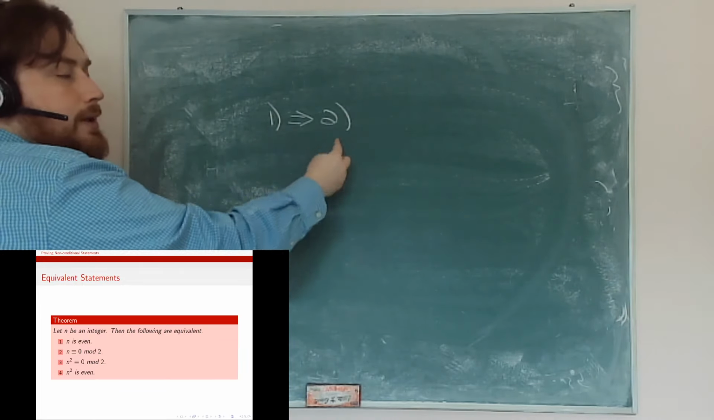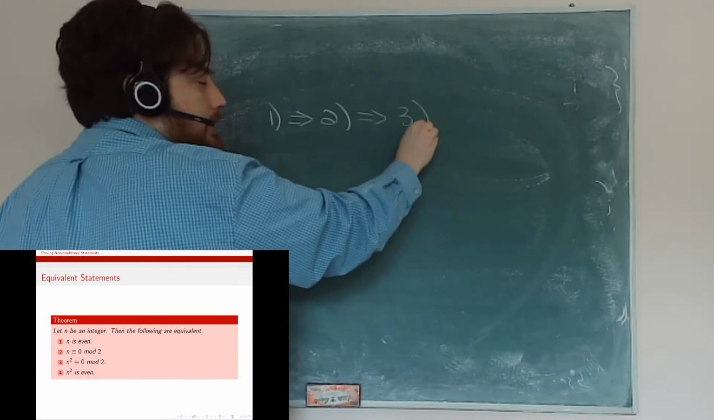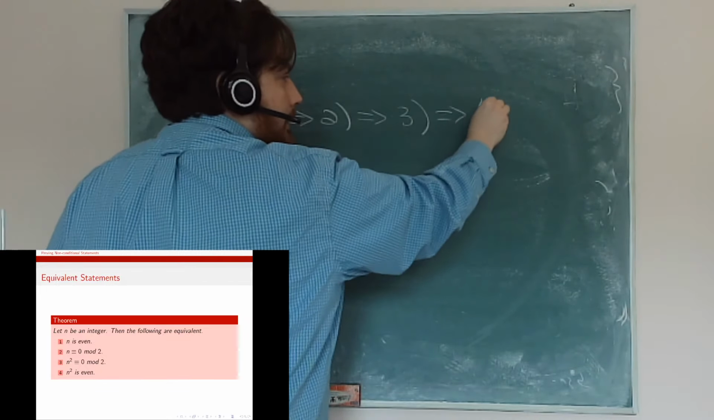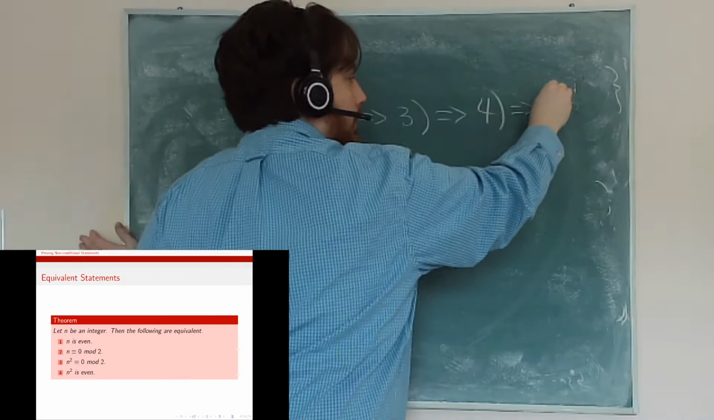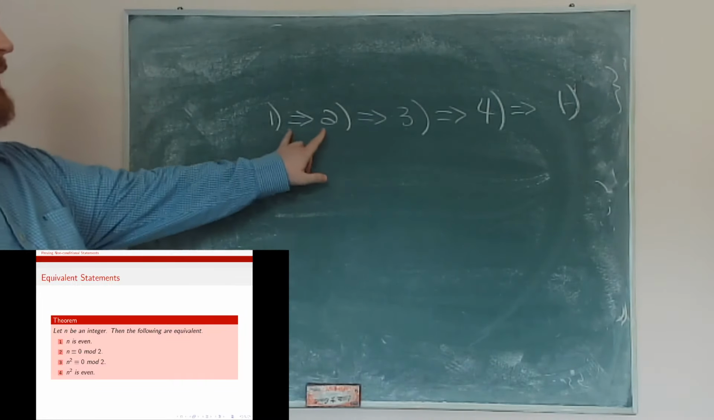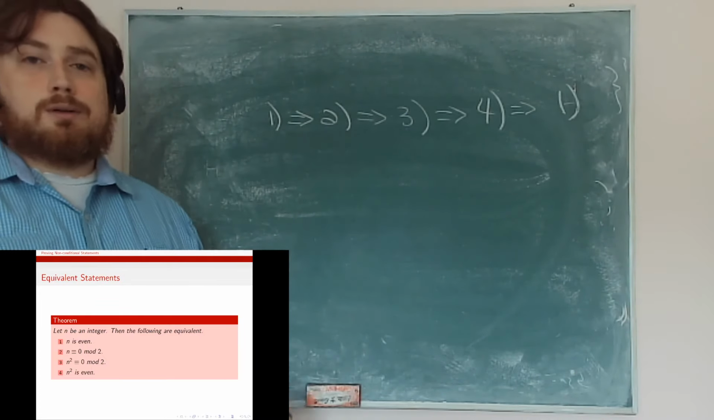So I have if 1, then 2. And then I can show 2 implies 3. So if 2, then 3. And then if 3, then 4. And then if 4, then 1. So now I still have to do 1, 2, 3, 4 proofs here.